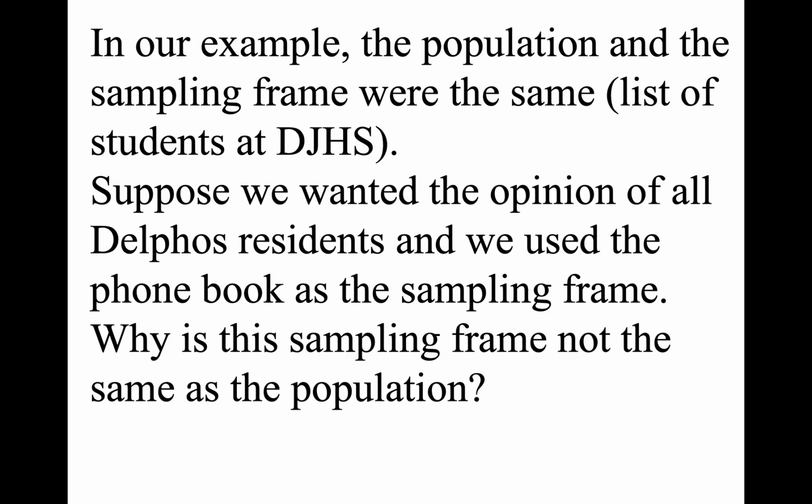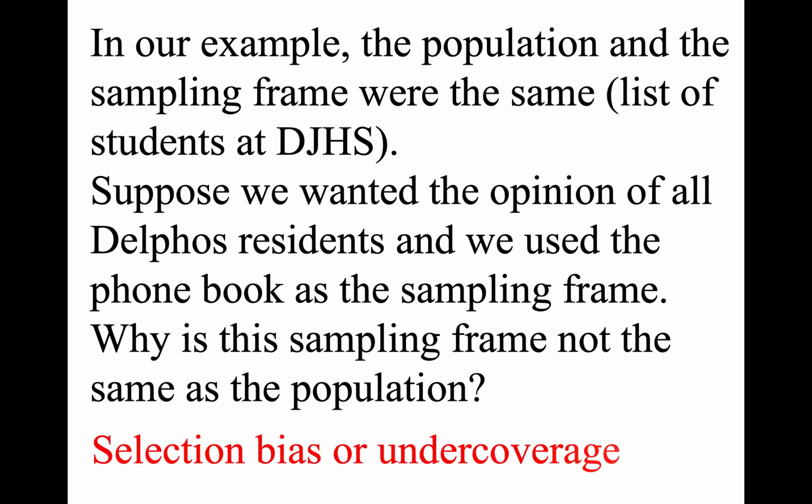In our example, the population and the sampling frame were the same, a list of students at Delphus Jefferson High School. Suppose we wanted the opinion of all the Delphus residents and we used the phone book as the sampling frame. Some of you are like, what's a phone book? Why is this sampling frame not the same as the population? There are a lot of people who have unlisted phone numbers, and so they aren't in the phone book. You can't find their phone number anywhere. And so that would end up being selection bias or undercoverage, because some people are not listed in the phone book.